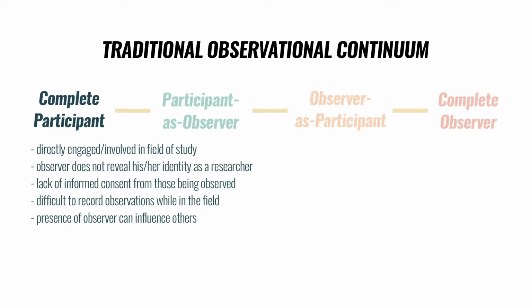As a complete participant, a researcher is directly involved in the field of study and is able to gain a personalized experience that may not be possible by observing from afar. The observer does not reveal his or her identity as a researcher. The limitation of being a complete participant, however, is how a researcher can cross ethical boundaries due to the lack of informed consent of those being studied.